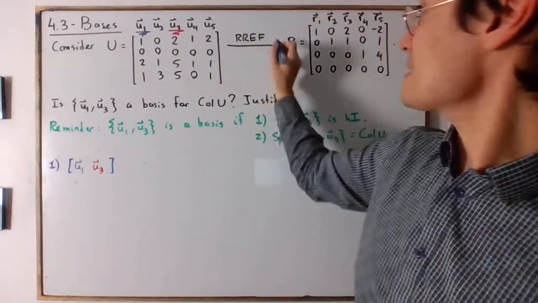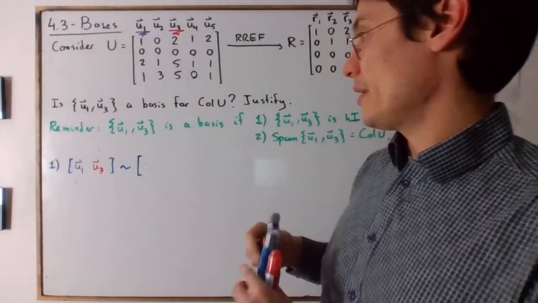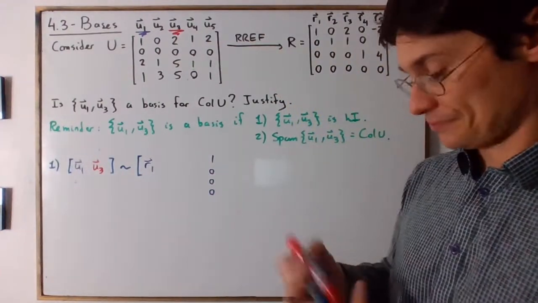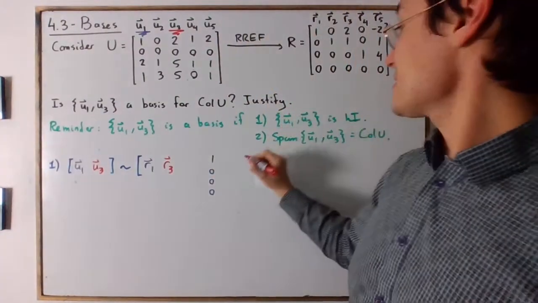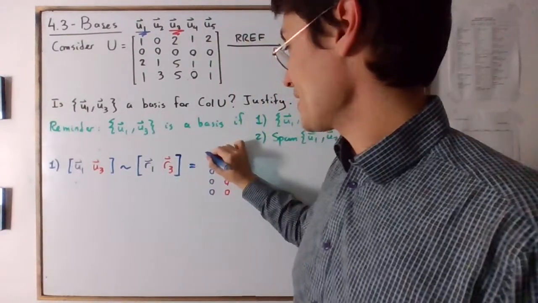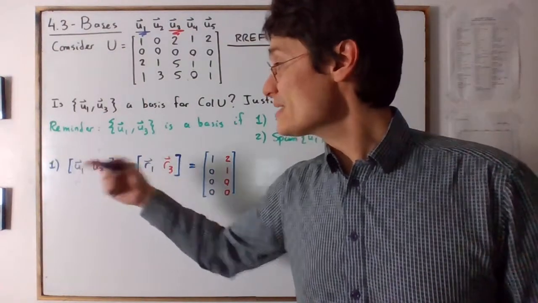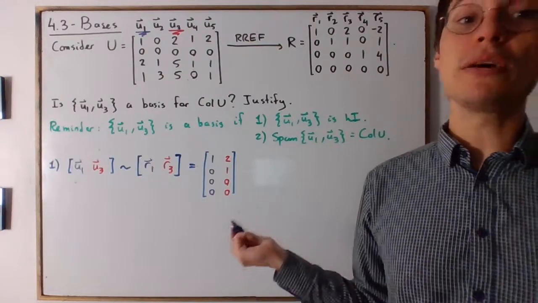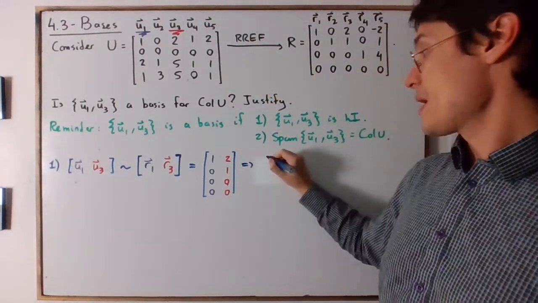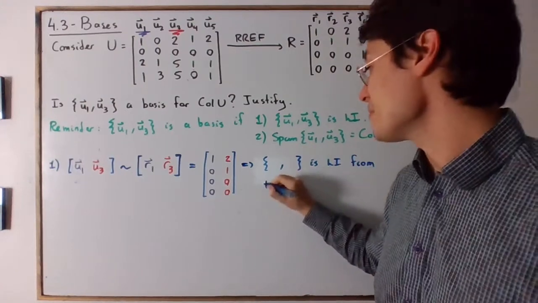So if you take just these two columns and apply the same row reduction steps, you will get R1, R3. I'll use the same colors here. R1, which is going to be 1, 0, 0, 0, and R3, which is 2, 1, 0, 0. Okay, so this is it right here. And as you can see, this means that U1 and U3 is linearly independent by the column pivot theorem. So this matrix has a pivot in every column. Therefore, U1, U3 is linearly independent from the column pivot theorem.